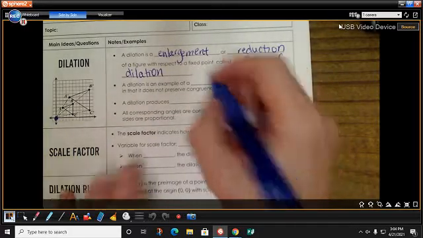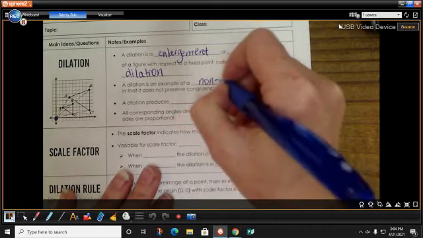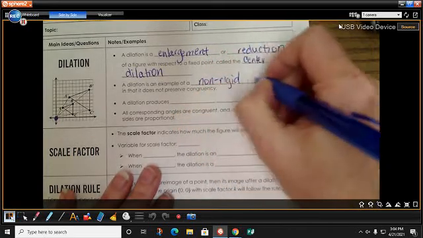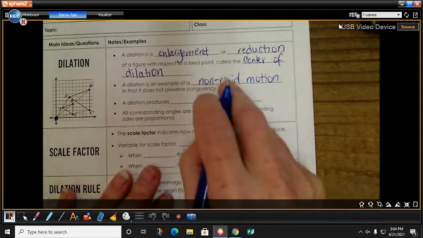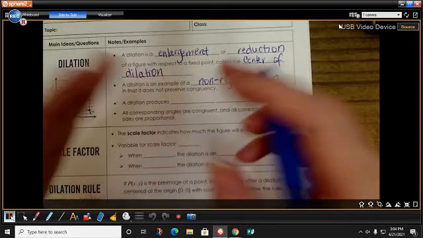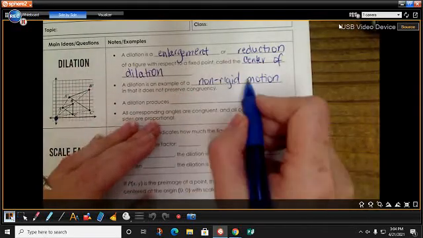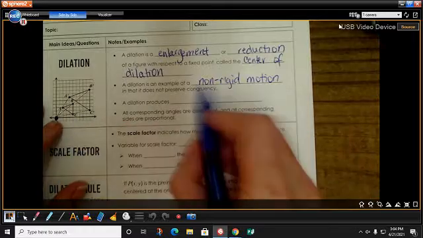A dilation is an example of a non-rigid motion. Okay, so it's a movement that's not rigid. Rigid would mean that the shape stayed the same. But since it is going to get bigger or smaller, it's non-rigid motion. It moves, but it changes.